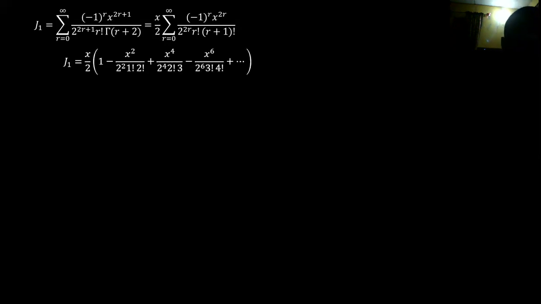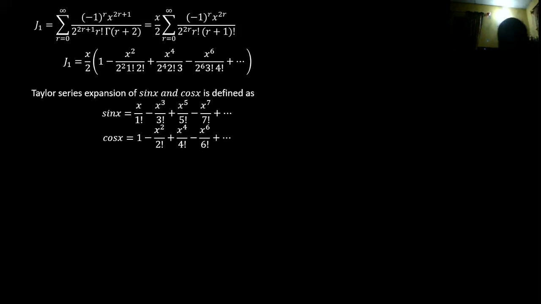If I substitute that, then I can express the series now from 0 to infinity. When r is equal to 0, then I have 1. When r is equal to 1, I have x squared divided by 2 squared, 1 factorial, 2 factorial, plus when r is equal to 2, I have x raised to power 4, 2 raised to power 4, 2 factorial, and 3 factorial. When r is equal to 3, I have x raised to power 6 divided by 2 raised to power 6, 3 factorial, and 4 factorial, and so on. That is the series expansion of what? Or that is the Bessel function for n equal to 1.